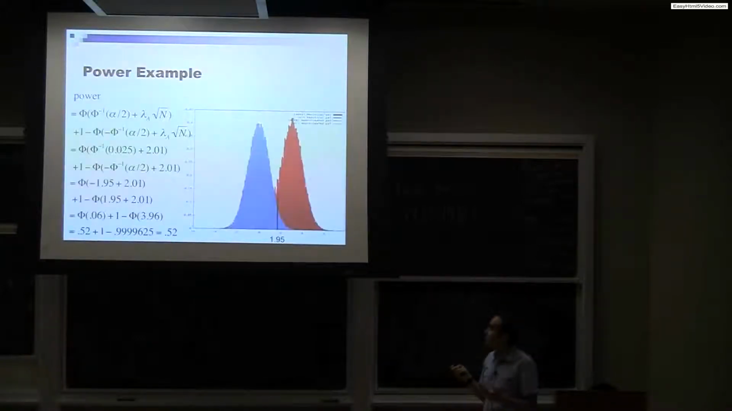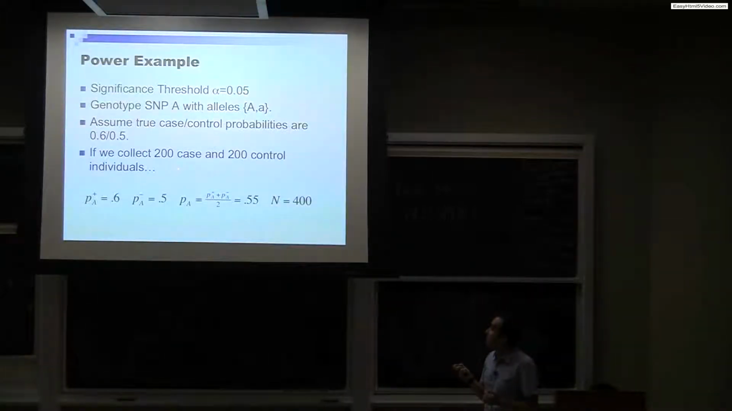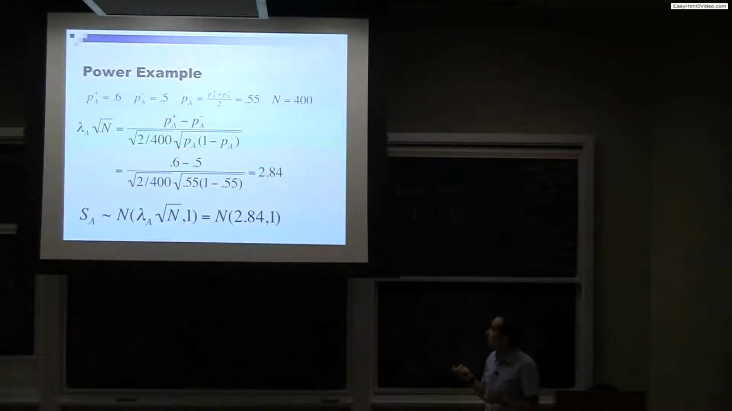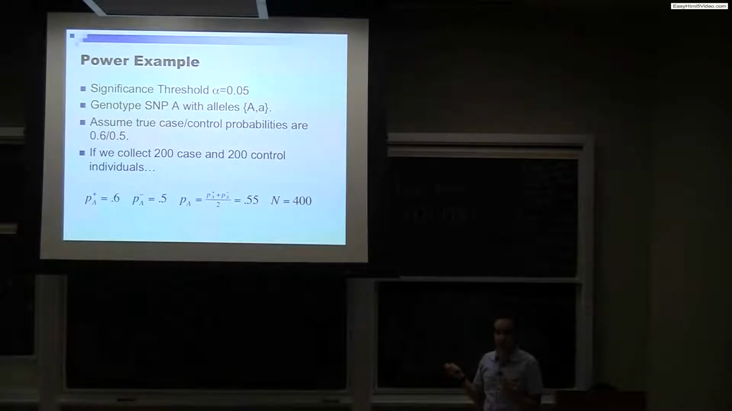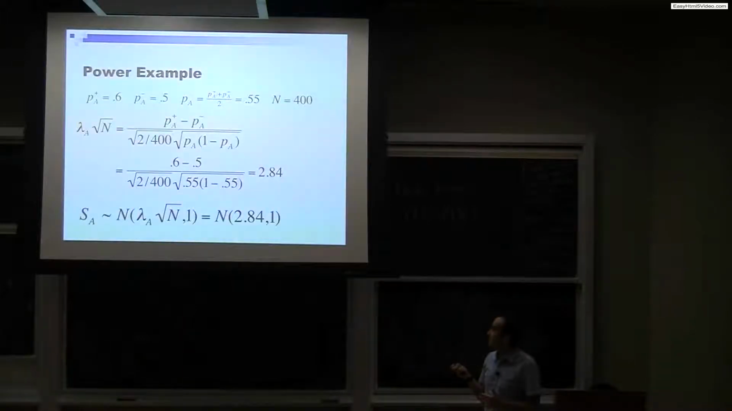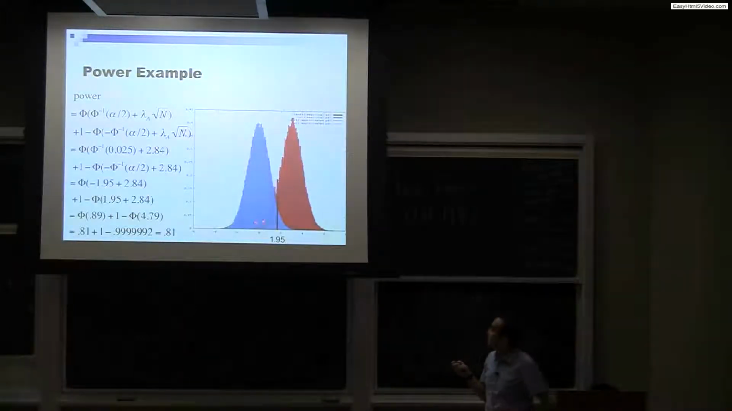Okay, so now, what if we, on the other hand, collected 200 cases, 200 controls? So this is what we would get. What do you think? The power is going to be higher or lower? Higher. Okay, good, easy one. Higher, right? So the non-centrality is going to be something bigger. Same thing, we apply this formula. The non-centrality parameter is now going to be 80, and after I apply this, it's going to be 81%, right?